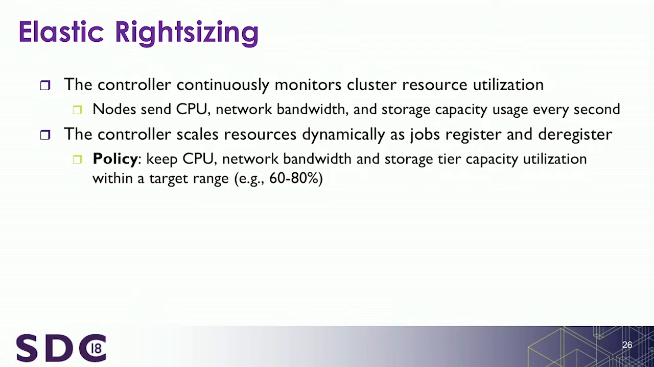So more concretely, the controller will scale up the cluster by adding a node if any of CPU utilization, network bandwidth, or storage capacity for a tier are being utilized above 80%. The controller will scale down the cluster, meaning take down a node, if all of CPU, network, and storage capacity utilization for a particular tier are being utilized under 60%.